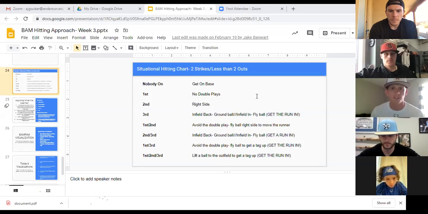So we have different situation charts. We have this 2-strike one. We have things that we'll try to do with hitters counts based on where you're at in the lineup and where runners are at and everything. I just challenge you guys to stop share. There we go. All right, back to it.